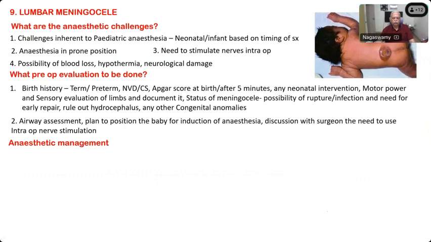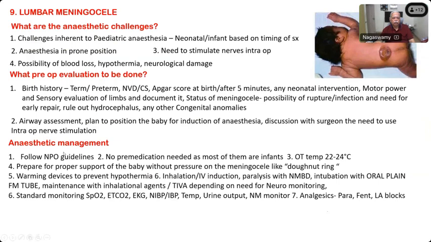GA. Okay, first always tell the technique of choice. We have to definitely give GA. So follow NPO guidelines. No pre-medication needed, and most of them are infants. OT temperature to be raised to 32-24. Prepare for proper support of the baby without pressure on the meningocele, like a donut ring.